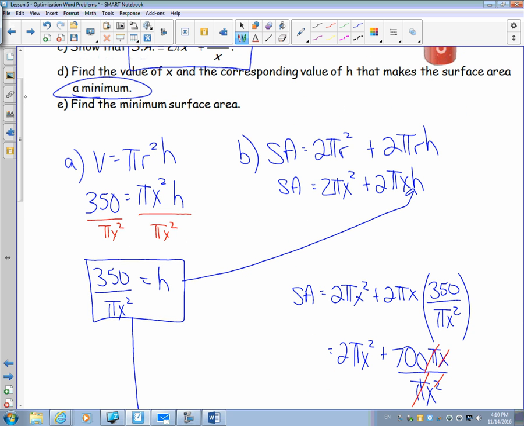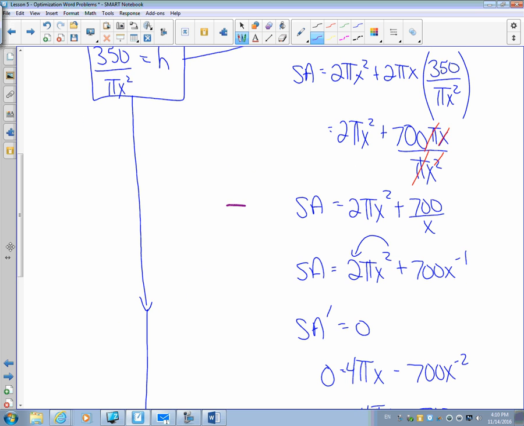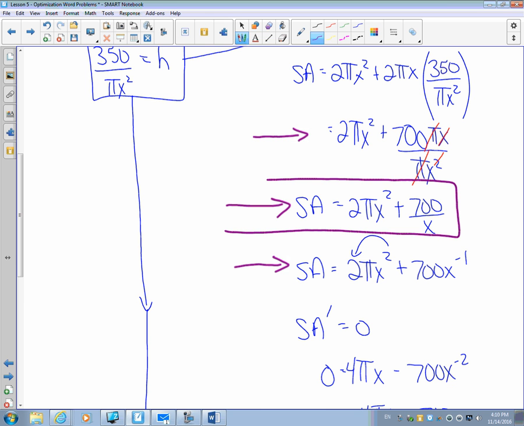Part E, find the minimum surface area. So you've got all these equations for surface area you can use. Again, the one we started with, we simplify that to this form, we simplify that to this form. We have all these forms you can pick from, right? I'm going to use this one.